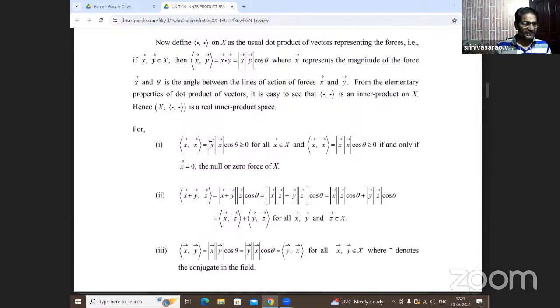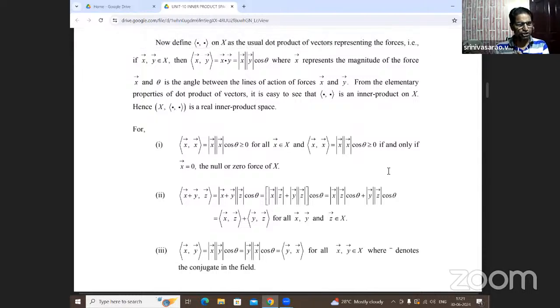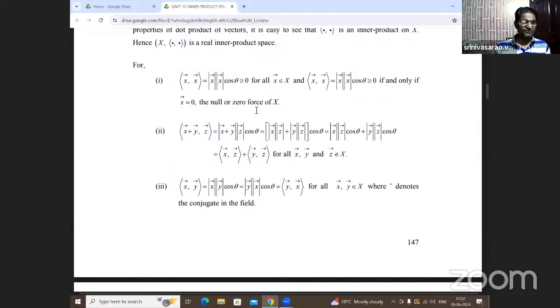The first one is the positive definiteness condition of the inner product. Through this definition, the inner product of X and X equals mod X and mod X cos theta, replacing Y by X. That value is greater than or equal to 0, and equals 0 if and only if X bar equals 0. When the magnitude of the vector is 0, it is called a null or zero force. This is the physical interpretation of the inner product space.